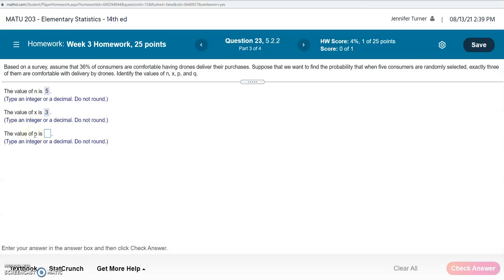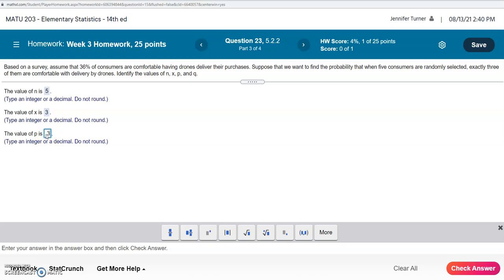P is the probability of a success. So here we said a success would be that the person was comfortable with the drones. So they told us at the top that there was a 36% chance of consumers being comfortable having drones deliver their purchases. So the decimal value of that would be the probability of a success, which would be 0.36 for P.